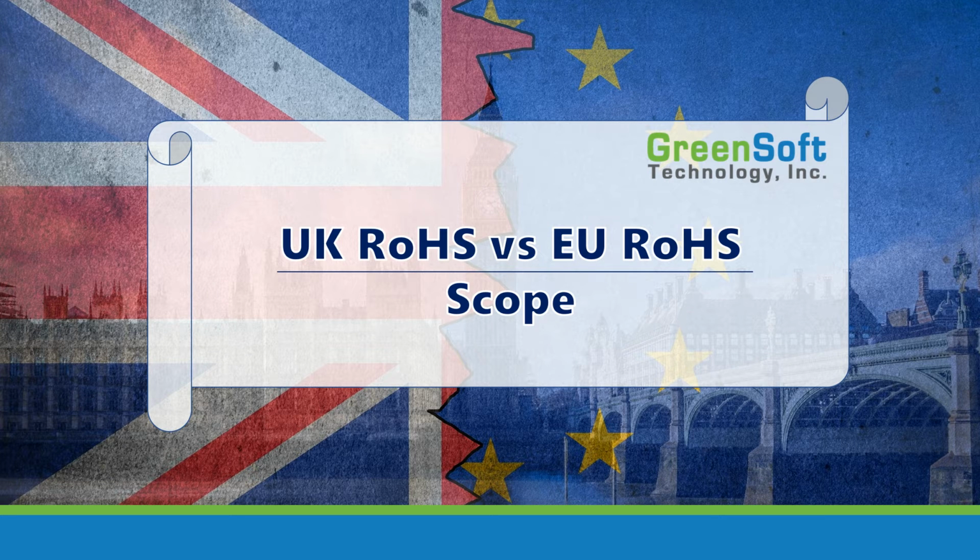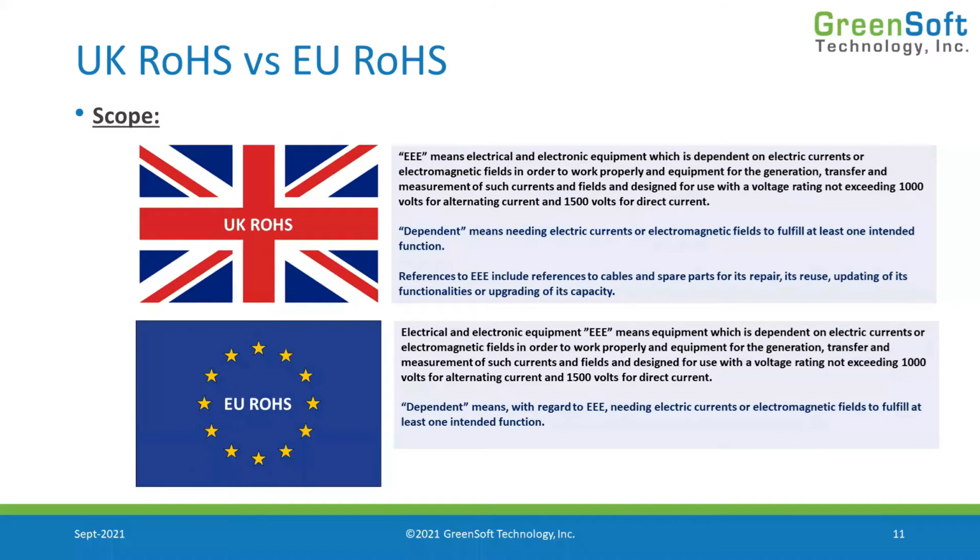So now let's take a look at the EU RoHS directive and the UK RoHS regulations and try to evaluate them and compare them and identify where they diverge. So let's go through some of the different elements of the two regulations and see how they align.